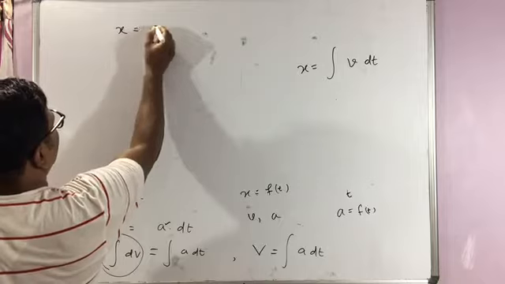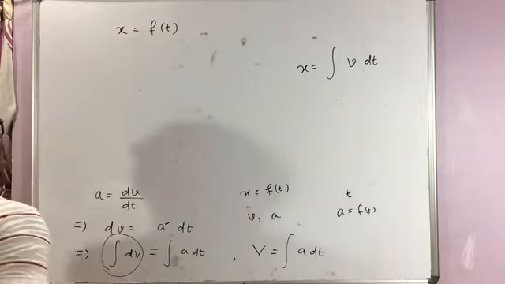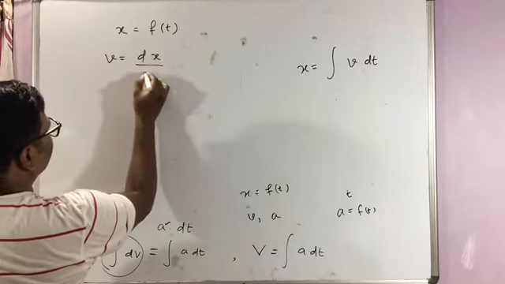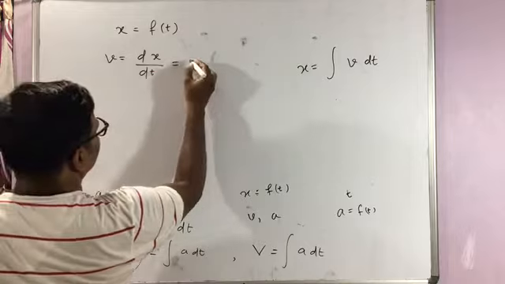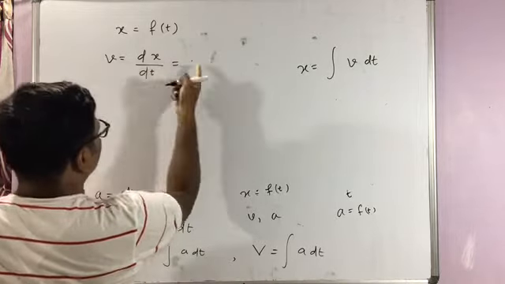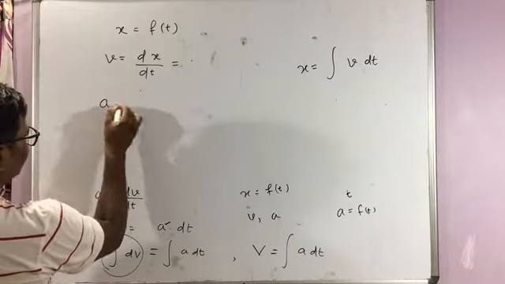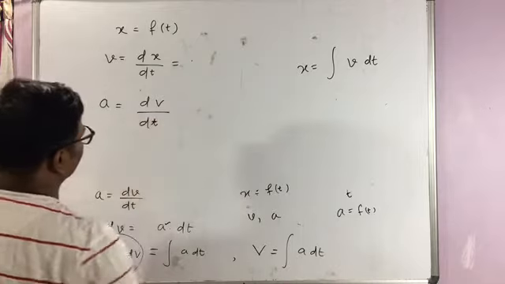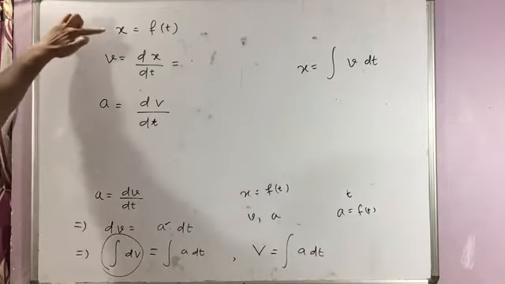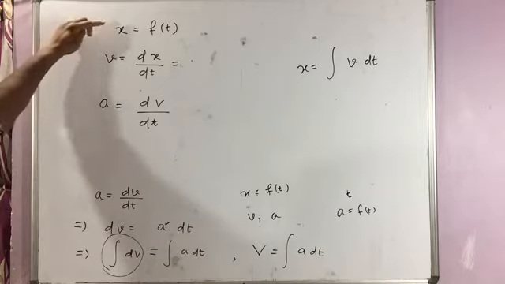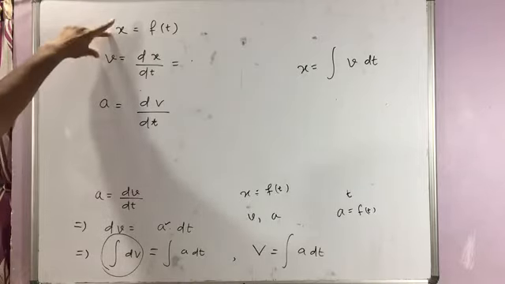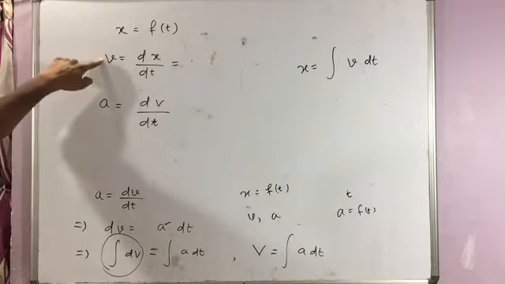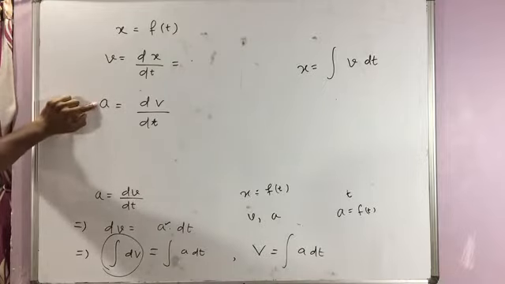If you know the function of your position or displacement, you can find the velocity by finding dx by dt. So you will get the velocity as a function of time, and you can get the acceleration by finding the derivative of your velocity function. Got it? So if someone has given the function of position, if you find the derivative, you are going to get the velocity. If the velocity function is given, if you find the derivative, you reach the acceleration.